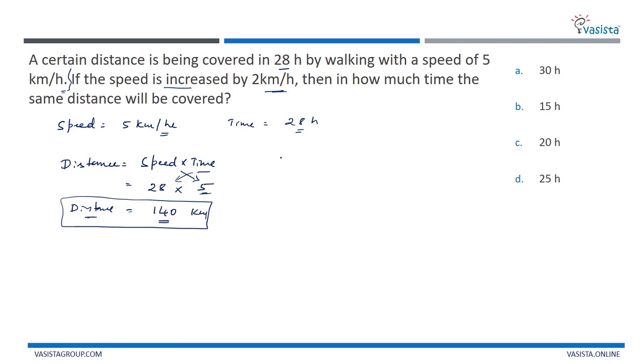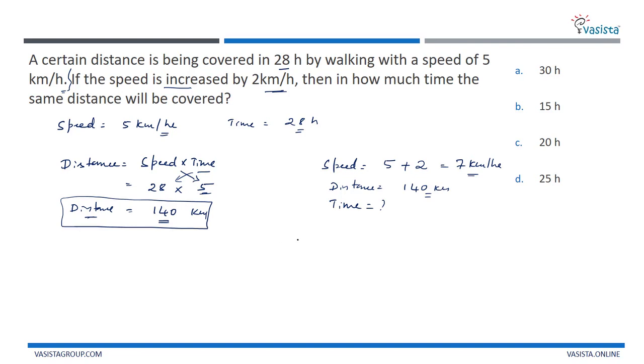Now in the second phase, they have given that the speed is increased by 2 km per hour. So previously it is 5 km, now we have increased it by 2 km, and this will become 7 km per hour. What they asked is, in how much time will the same distance be covered. So we need to find the time. They have already given the distance, that is, we calculated distance is equal to 140 km.